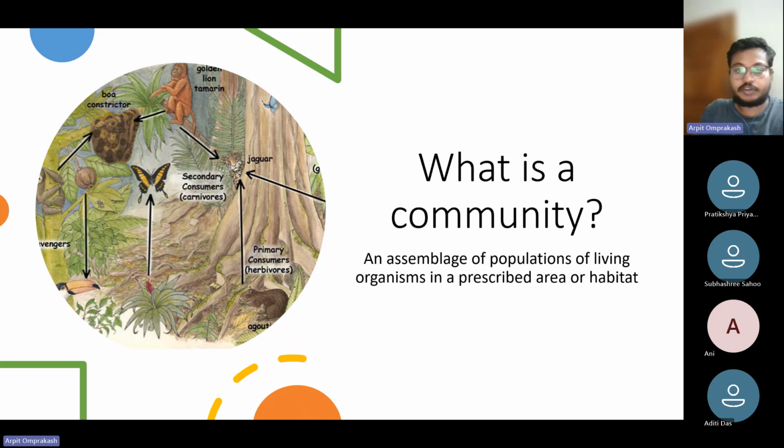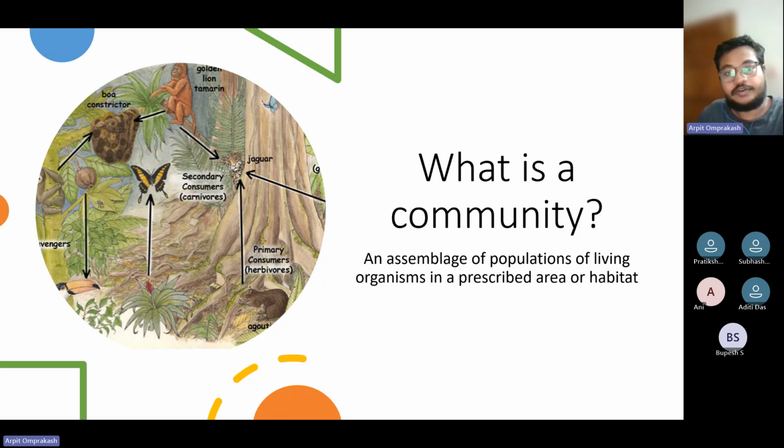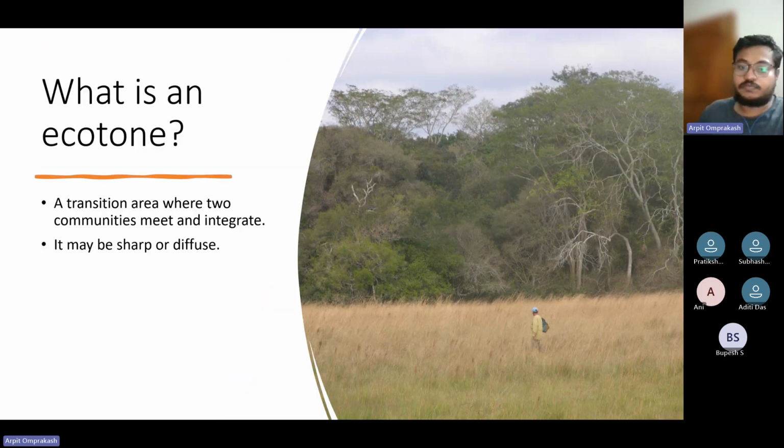So first, what is a community? As we have been defining these terms since the past few classes, a community is basically an assemblage or a group of populations of living organisms that live in a particular prescribed area or a habitat and interact with one another. Right. The other thing that we learned, which was new for us, was something called an ecotone. So what is an ecotone? An ecotone is basically a transition area where two communities meet and integrate.